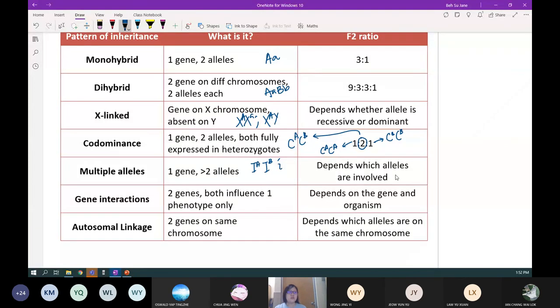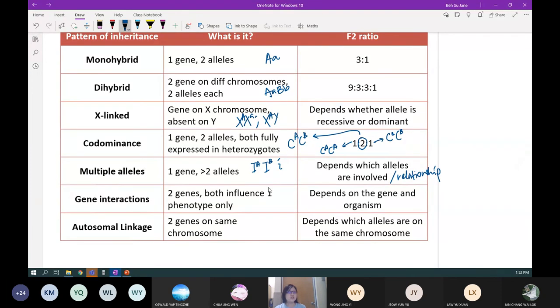This depends on which alleles are involved and the relationship between those alleles. So again, you need to read the question very carefully. Obviously, heterozygotes in multiple alleles have many types. If they say F1 crossed with F1, you're like, which F1? They won't say which one exactly. It's very hard to tell. You must read the question and see whether it's codominant or a dominant series, etc.